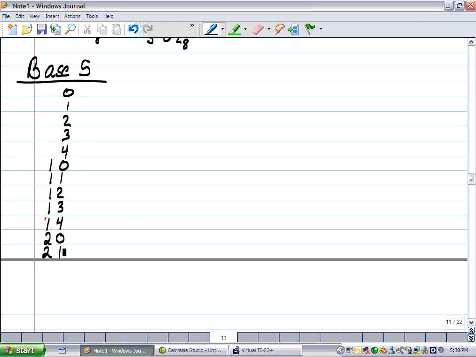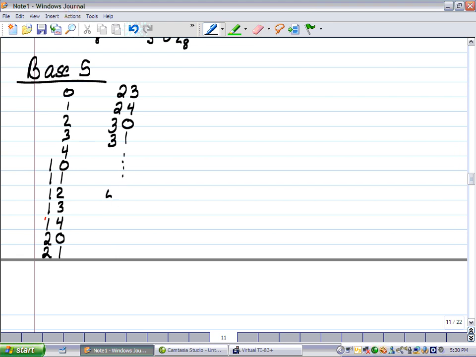And then 21. Okay, what about after 23? What would be next? 24. And not 25 because I can't write 5. I'd have 0. Go to the next place value. And so I'd have 30. 31. Keep going, keep going.